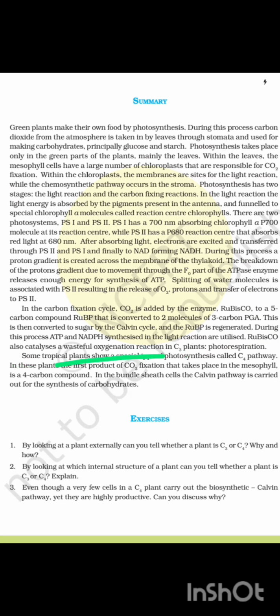Some tropical plants show a special type of photosynthesis called the C4 pathway. In these plants, the first product of carbon dioxide fixation that takes place in the mesophyll is a 4-carbon compound. In the bundle sheath cells, the Calvin pathway is carried out for the fixation of carbon dioxide.